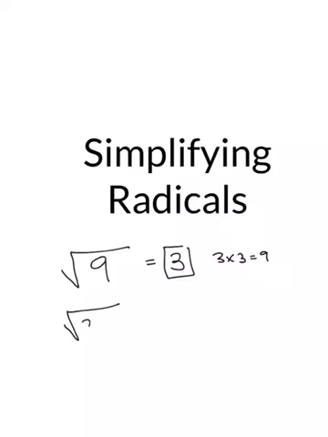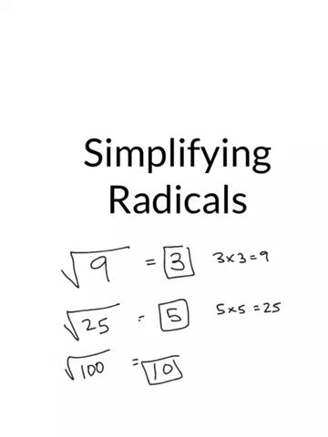What about the square root of 25? 5, because 5 times 5 equals 25. What about the square root of 100? 10, because 10 times 10 equals 100. So these are all called perfect squares, and that's because it's a whole number times itself in order to get back to the number that's under the radical.